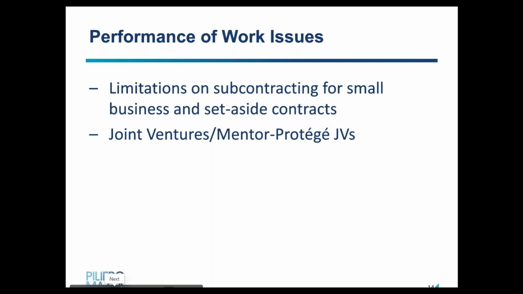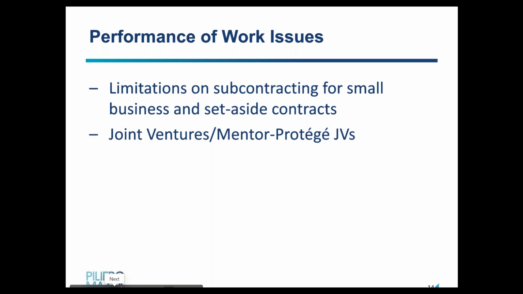So with the limitations on subcontracting, there's the set percentage of work under SBA's regulations that the small business prime contractor needs to perform on any set aside contract, which is different depending on whether you're dealing with a contract for services where they have to perform at least 50% of the work versus 15% for construction. So there you have to be aware of what the different percentages are.